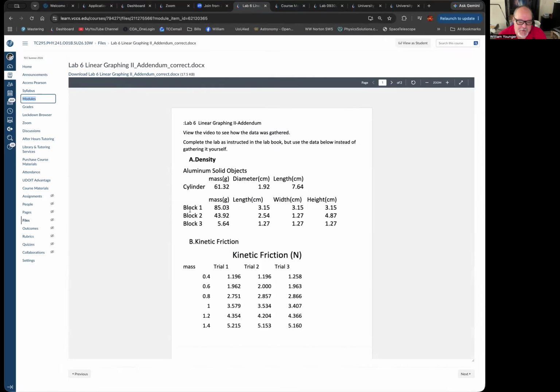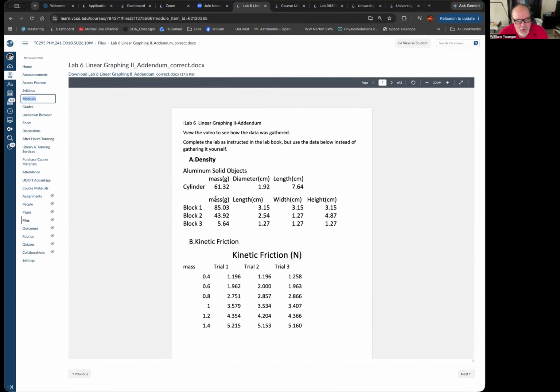Then we had a rectangular block with a length, width, and height of 3.15, 3.15, 3.15. Another block was 2.54, 1.27, 4.87, and another block was 1.27, 1.27, 1.27. And then we have the masses there. So we're going to make a plot, ideally, of mass on one axis and volume on the other axis, and then a line of best fit will have a slope, y equals mx plus b. It'll have that m, the slope, being equal to the density.